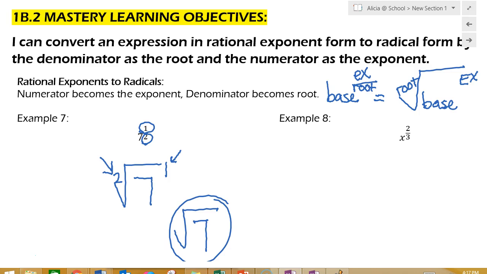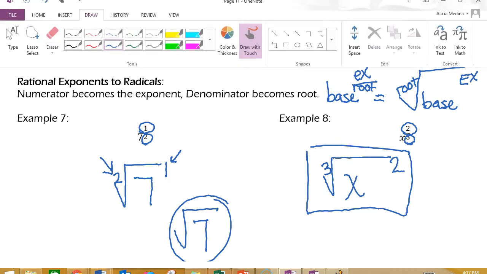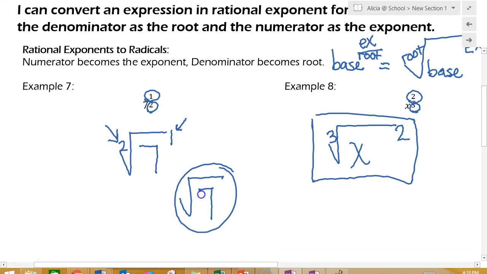Next one, looking at example 8. Again, I'm going to start off with my radical symbol. I see that my base is an x. I'm going to take that numerator, which is a 2, and that is going to be my exponent. And then my denominator, which is a 3, becomes our root. That is my answer for number 8. And then I'm going to go ahead and scroll down to number 9.